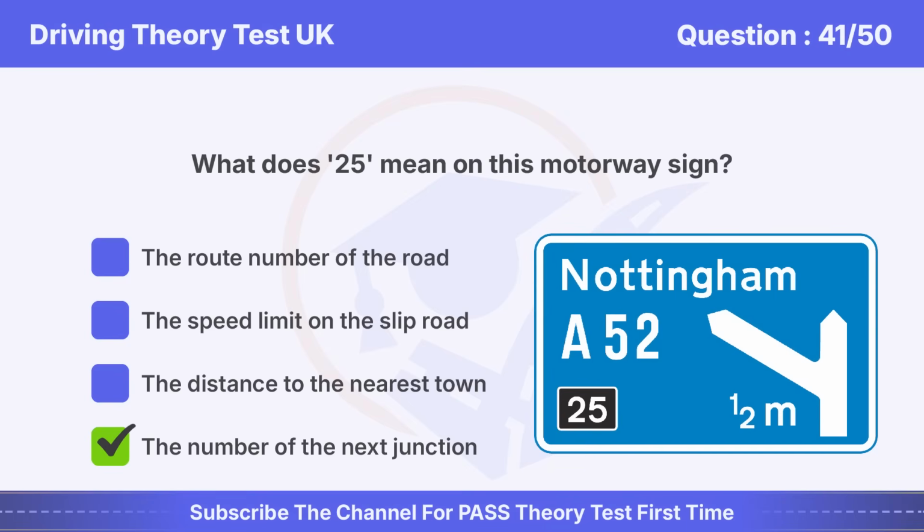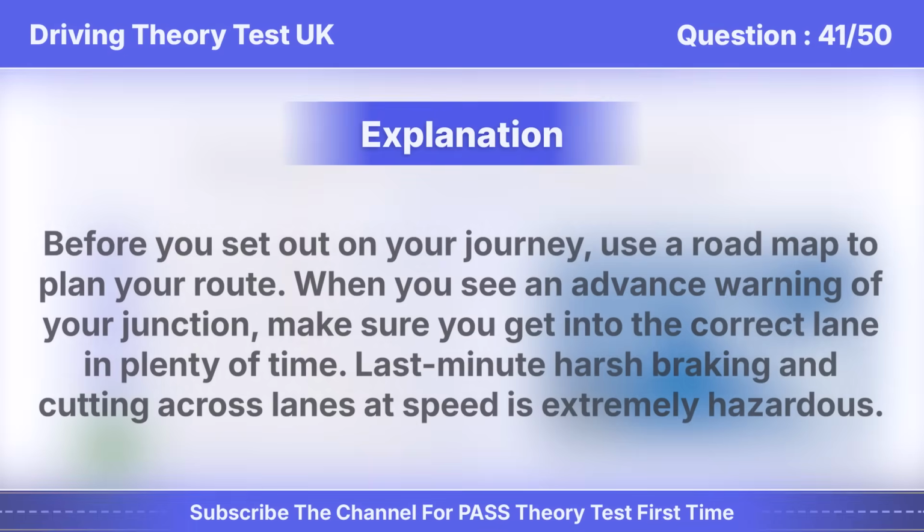Answer is D. The number of the next junction. Before you set out on your journey, use a road map to plan your route. When you see an advance warning of your junction, make sure you get into the correct lane in plenty of time. Last-minute harsh braking and cutting across lanes at speed is extremely hazardous.